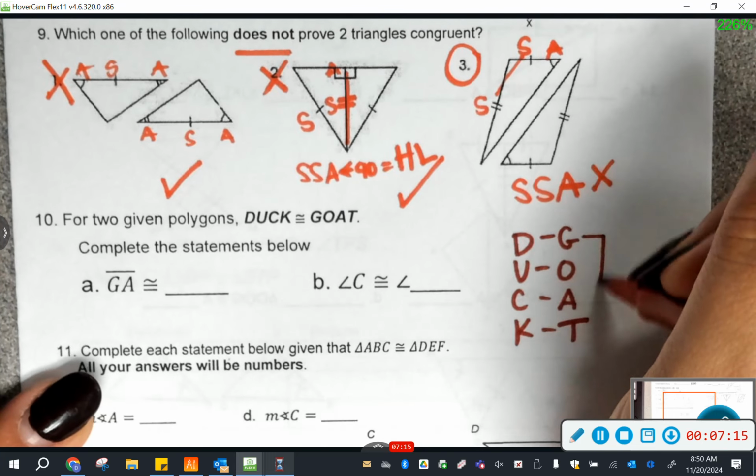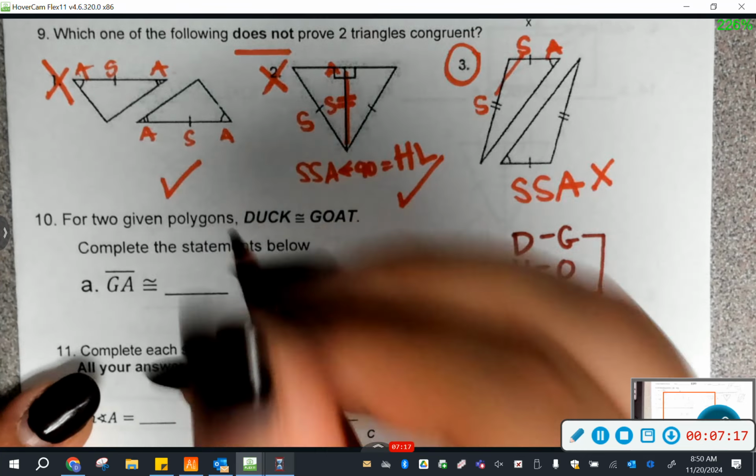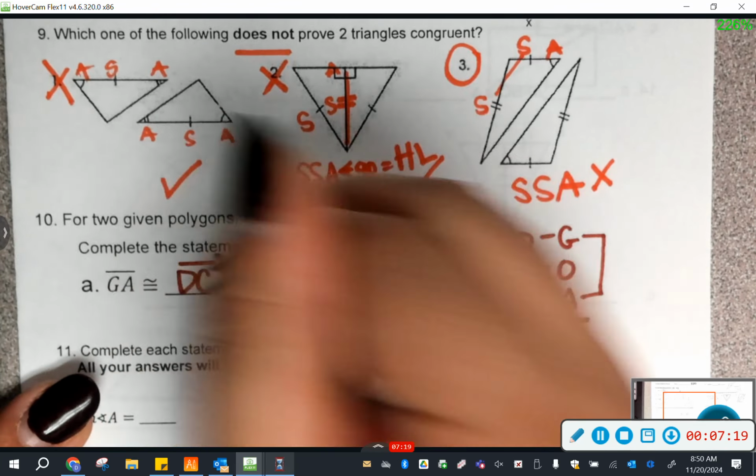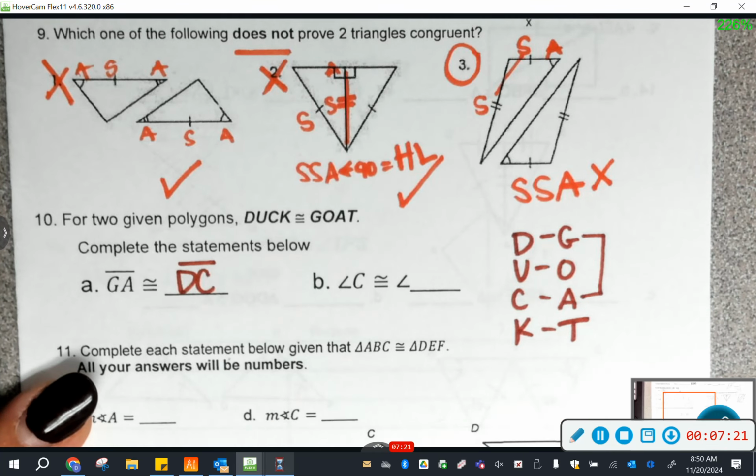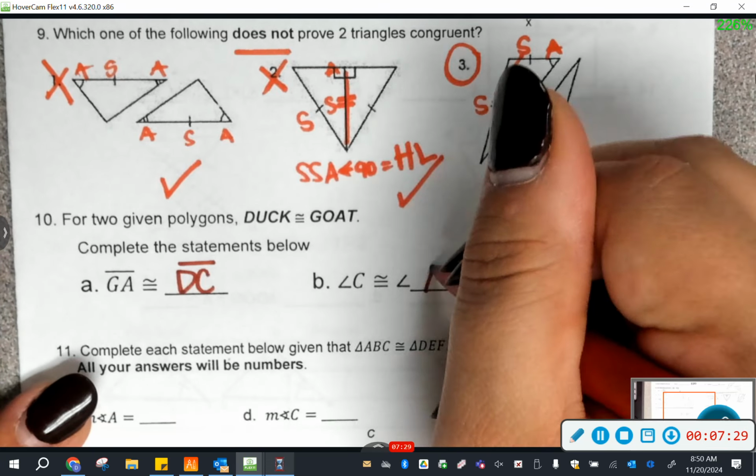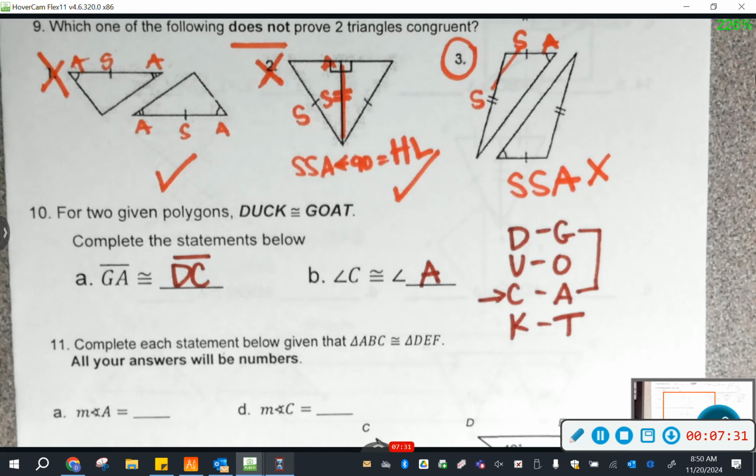What goes with GA? BC. DC. What goes with C? Angle A. That's it. Yep. Easy points. If we're not getting those ones right, we're not trying.